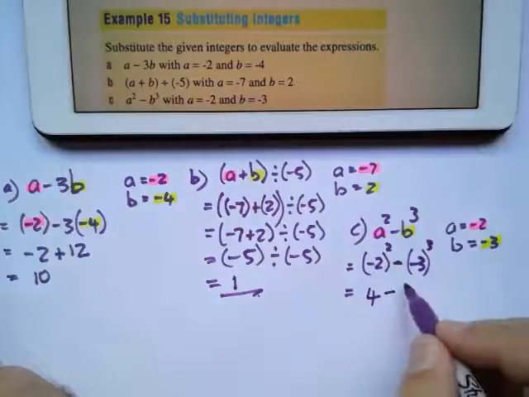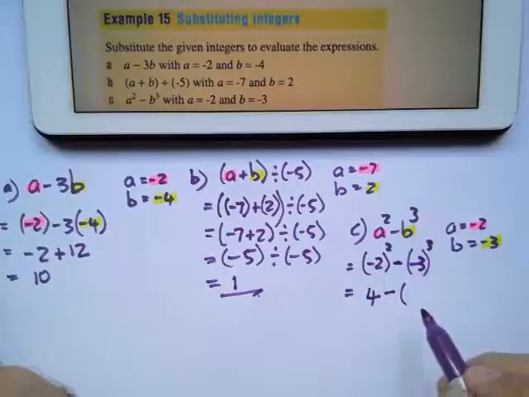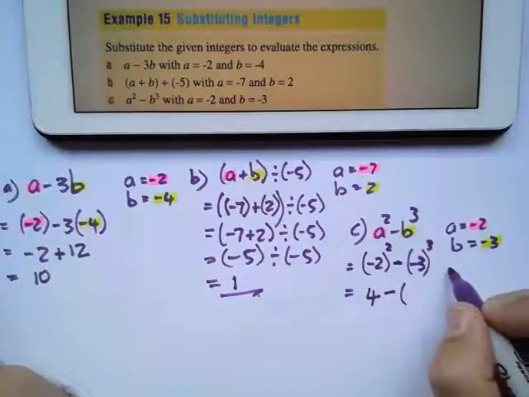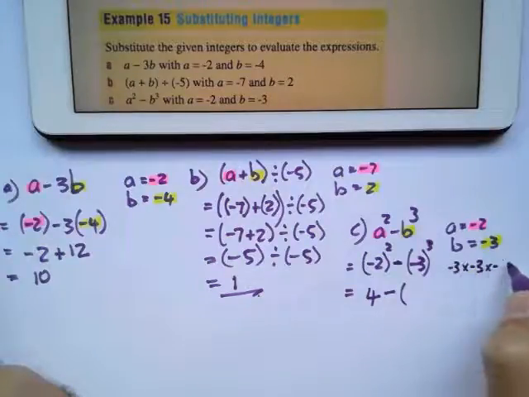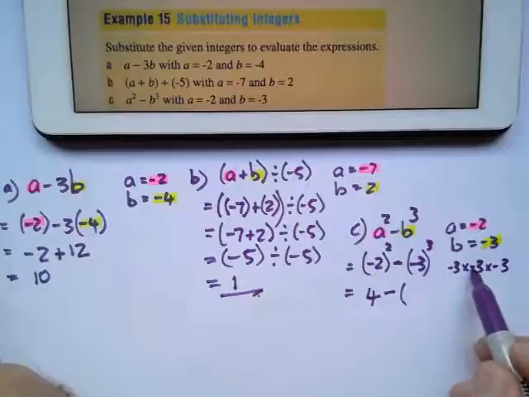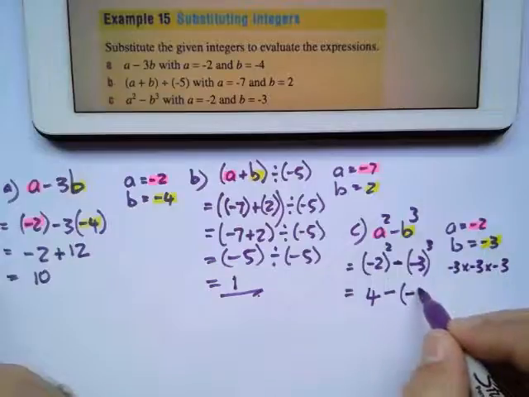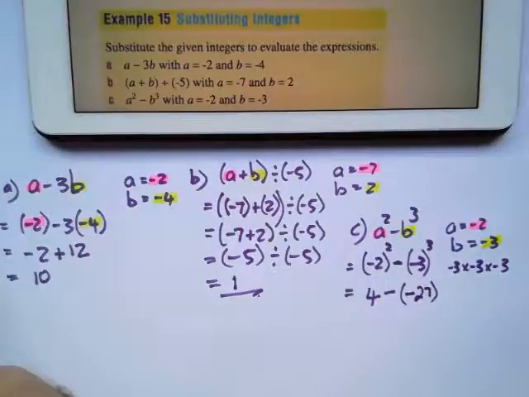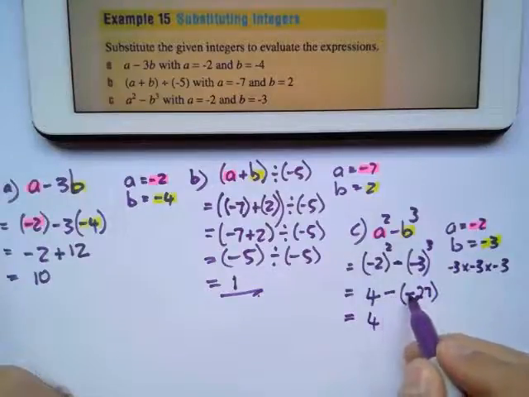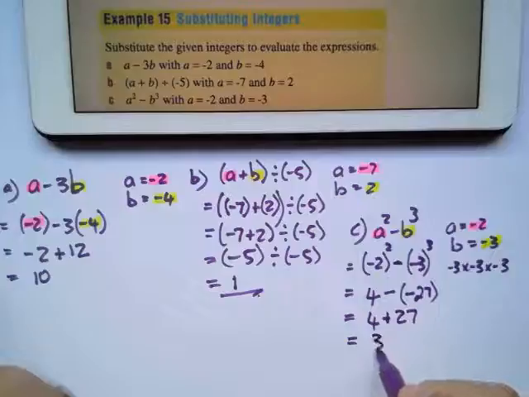Take away, and I'm going to have a bracket again. Negative 3 times itself 3 times. So it's a negative 3 times a negative 3 times a negative 3. You don't have to write it out, but for the visual students, negative times a negative times a negative will give me negative. 3 times 3 times 3 is 27. Now I have two signs next to each other, so I'm going to say 4, a negative times a negative is a positive 27, and 4 plus 27 is 31.